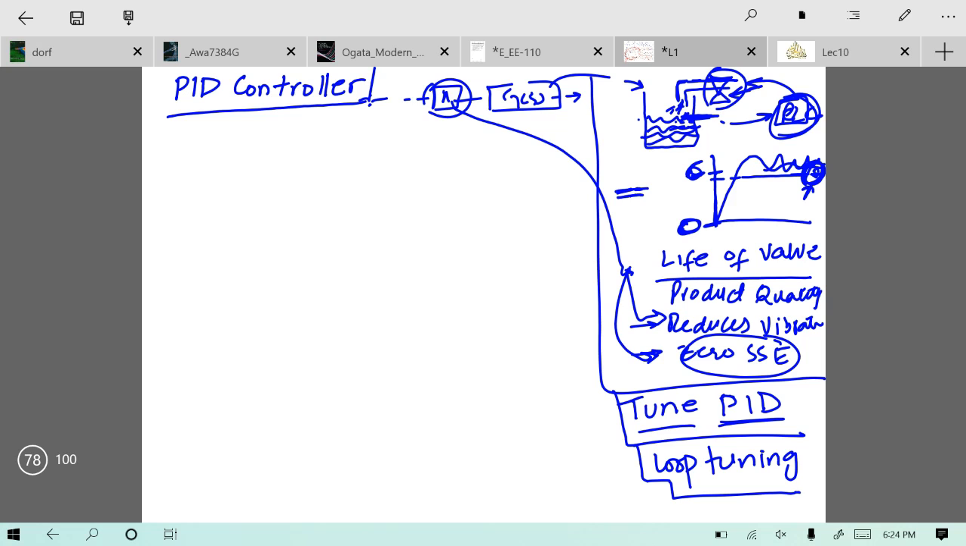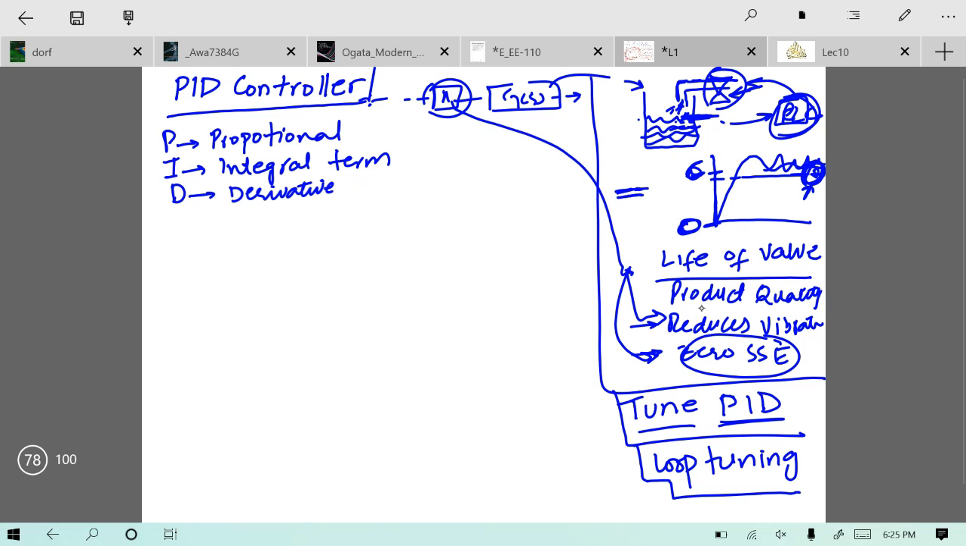So if I draw now, what is PID? Let's start from scratch and just discuss what PID does. P is the proportional term, I is the integral term, and D is the derivative term. So let's briefly discuss what the benefits of PID are.